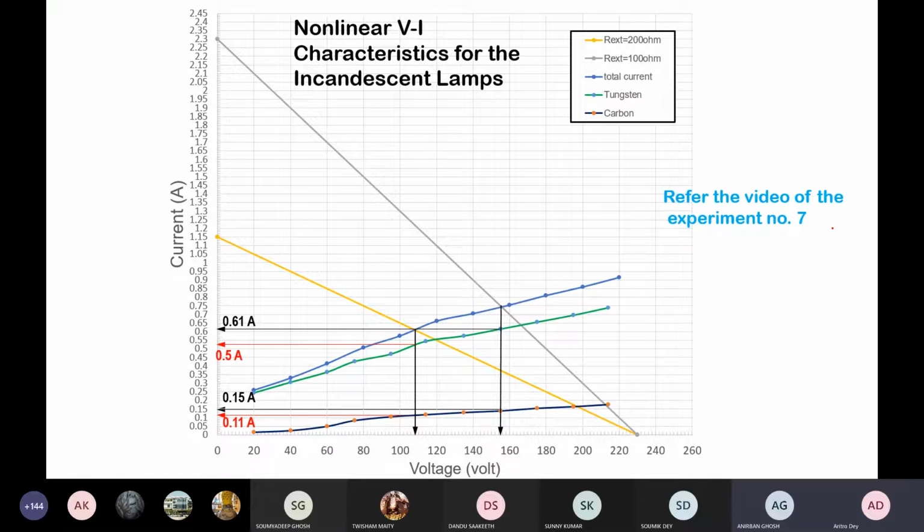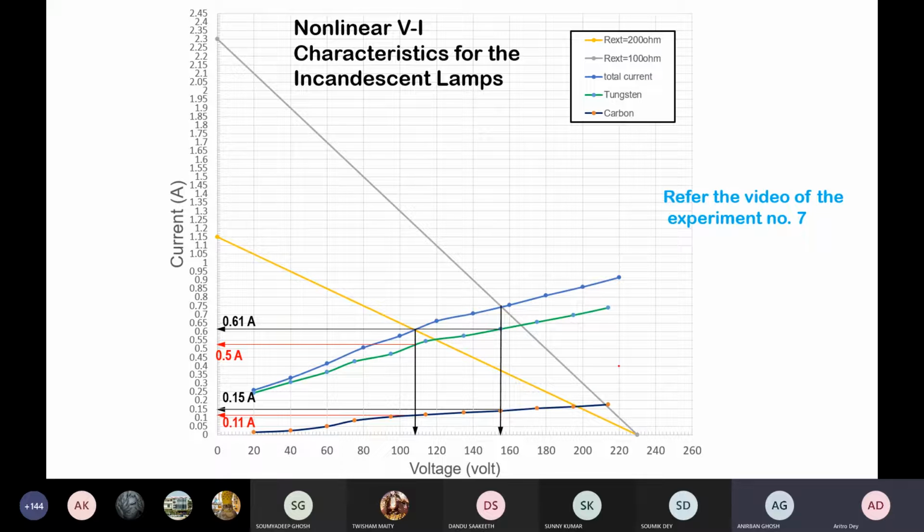So here you can see that for carbon, this is your current in milliampere, so it is very low current. So it is on the lower side. Black one or it is dark blue. Okay, so that is your carbon VI characteristics for the carbon filament lamp. Green one is for the tungsten filament lamp, and total current is the blue one. Okay, so now on top of that we should use the load characteristics plot.